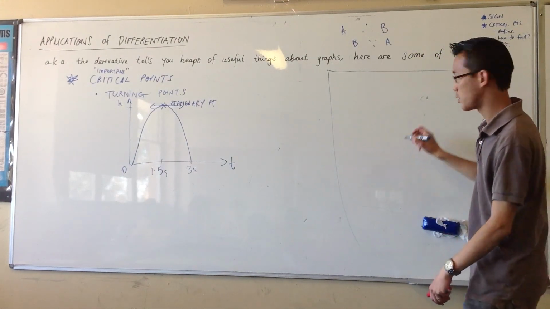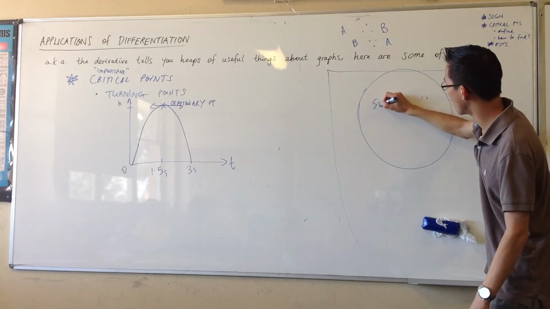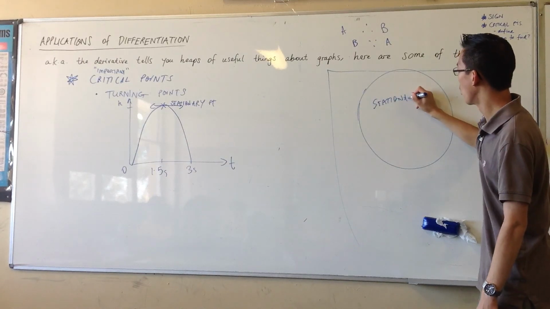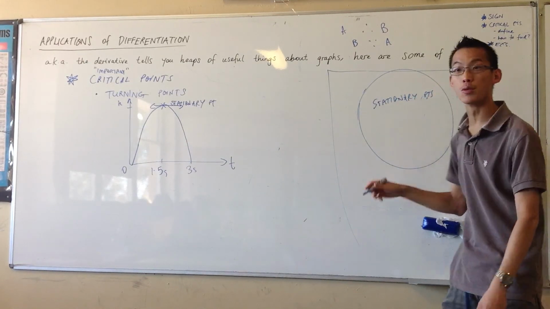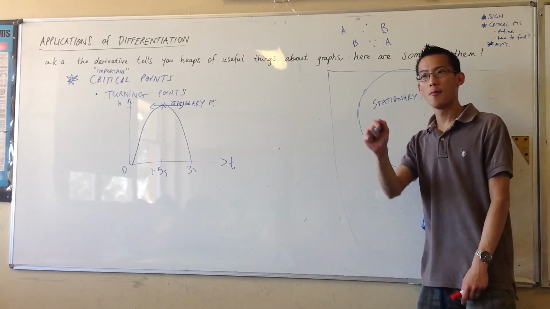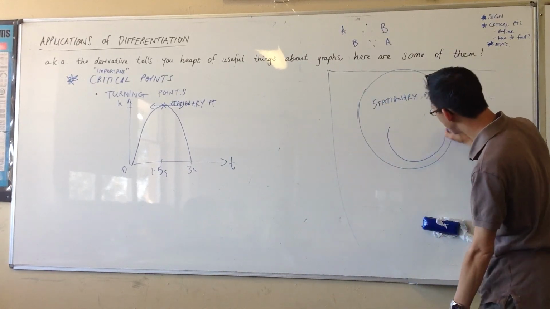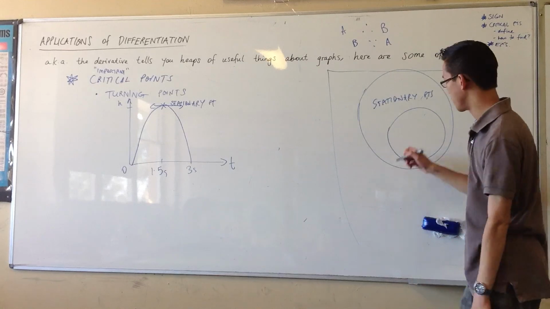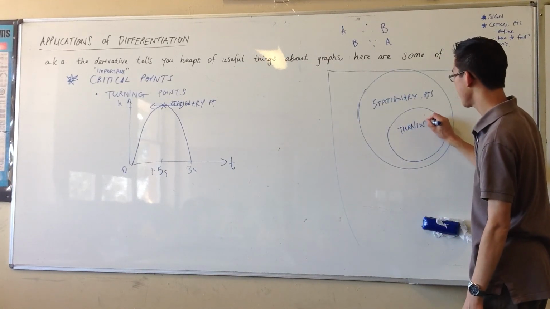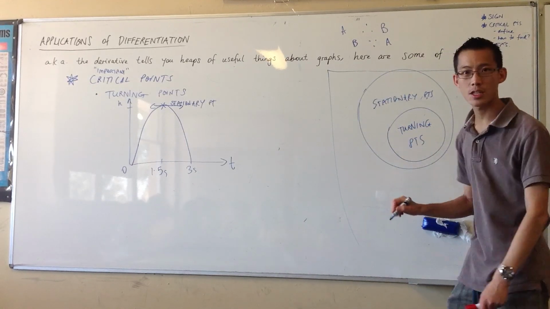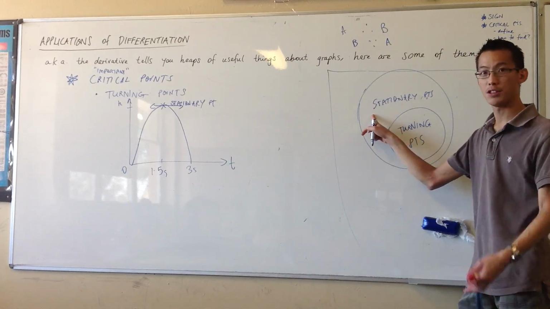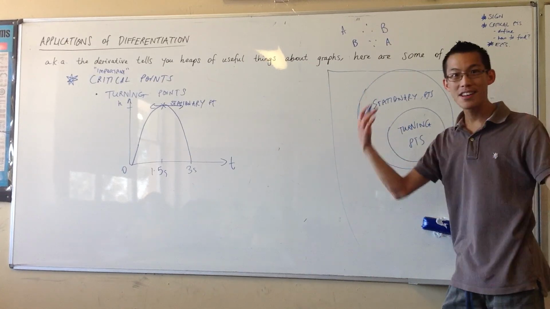You've got stationary points, which is like a family of different kinds of points where the derivative is equal to 0. Okay, but within that, there's a subset of turning points. And it's smaller. There are some stationary points, as you'll see in a second, which are not turning points. What is a turning point?